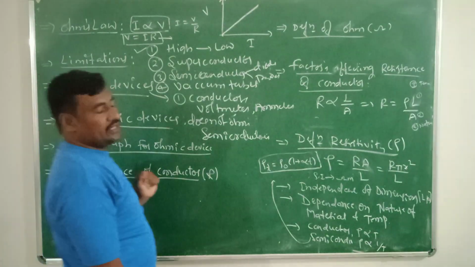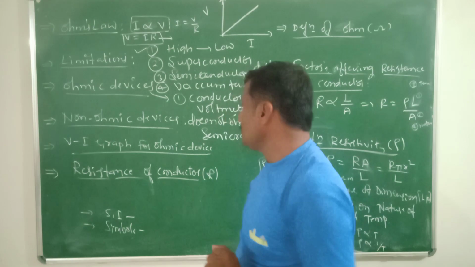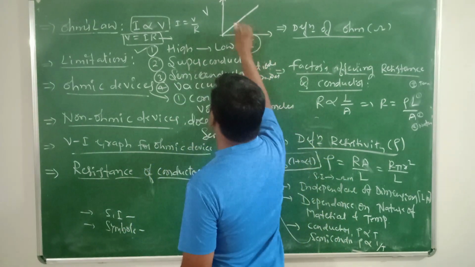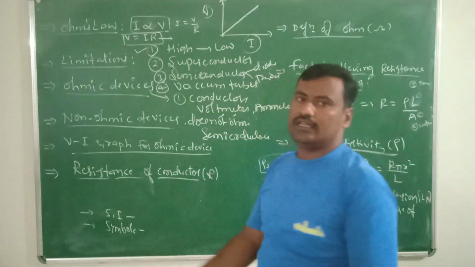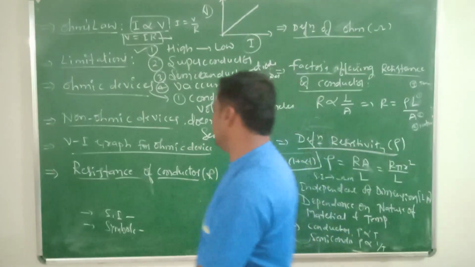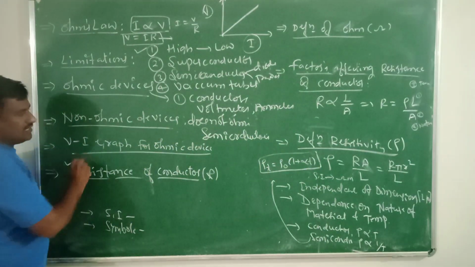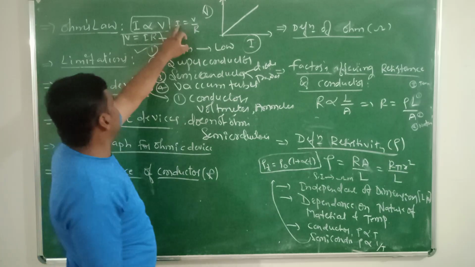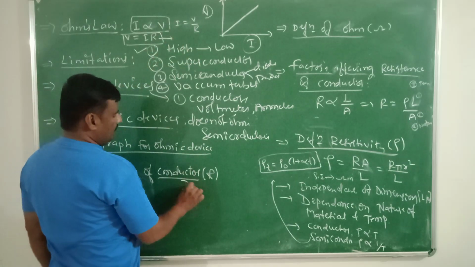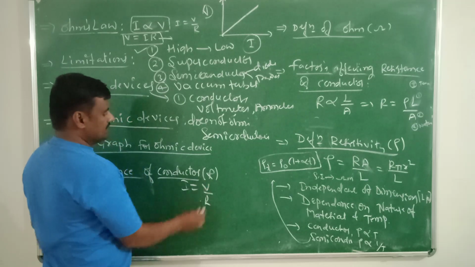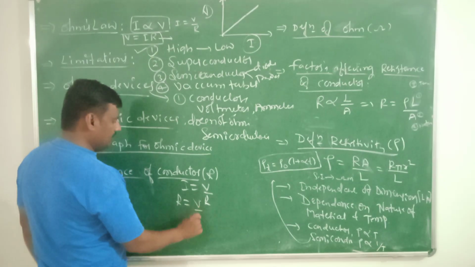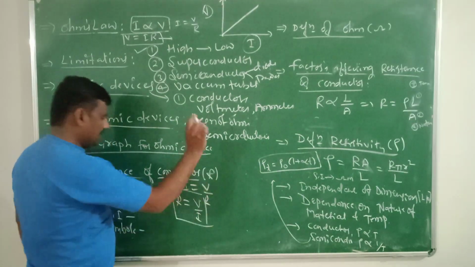And one more thing in this case: the current through the conductor depends on the potential difference applied between the two ends of that conductor. Now we discuss the resistance of a conductor, because in this equation we are getting R. Now see, I equals V divided by R, so you can define resistance R equals V divided by I. This is the definition.